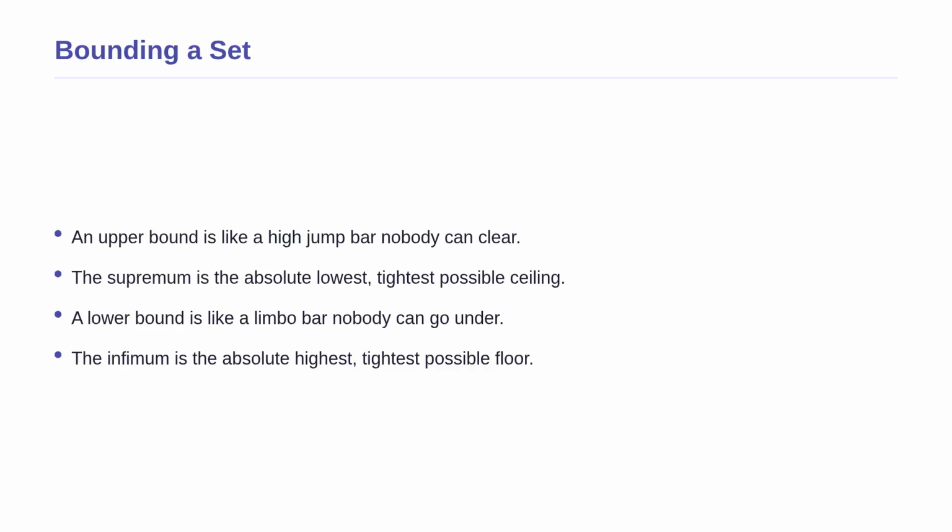Before we look at any equations, let us build our intuition. Imagine you are organizing a high jump competition. You can set the bar at 100 feet, and since no athlete can clear it, that height is an upper bound. But to find that true limit, you lower the bar to the tightest possible ceiling. That lowest possible ceiling is called the supremum.